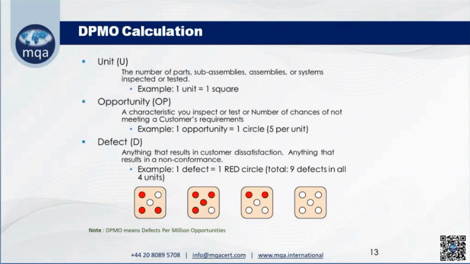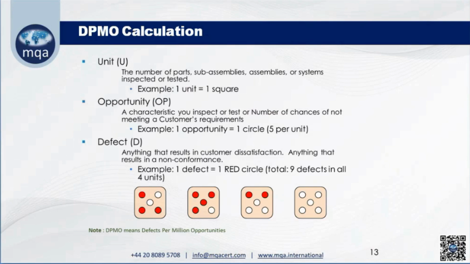Now, these are some definitions. The unit is the number of parts or sub-assemblies or systems inspected or tested. Now look at the four boxes, these four blocks, the four squares, the four units we're testing. Within each unit, when we test, we look at 5 dimensions.